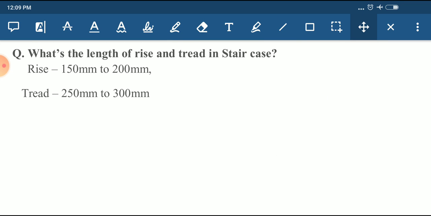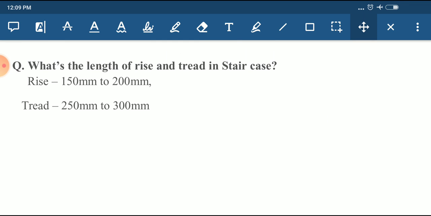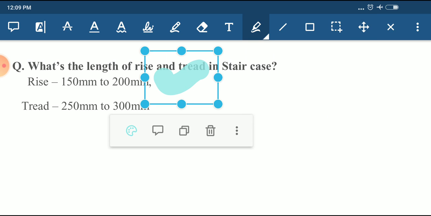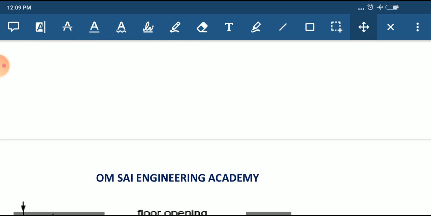What is the length of rise and tread in a staircase? If you're designing a staircase, you should know the minimum length of tread and the minimum length of rise. The rise will be 150 to 200 mm, and the tread will be 250 to 300 mm. In the diagram I will show what is rise and what you mean by tread.